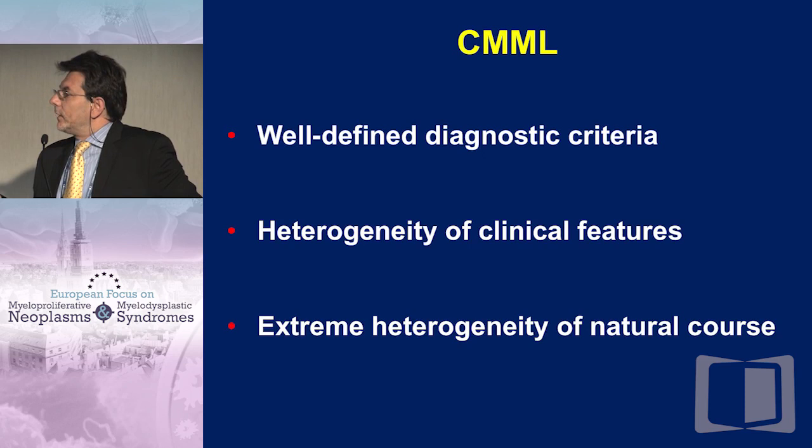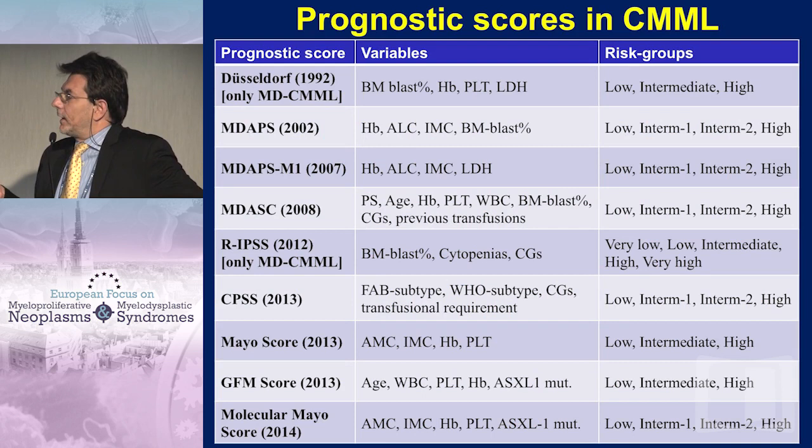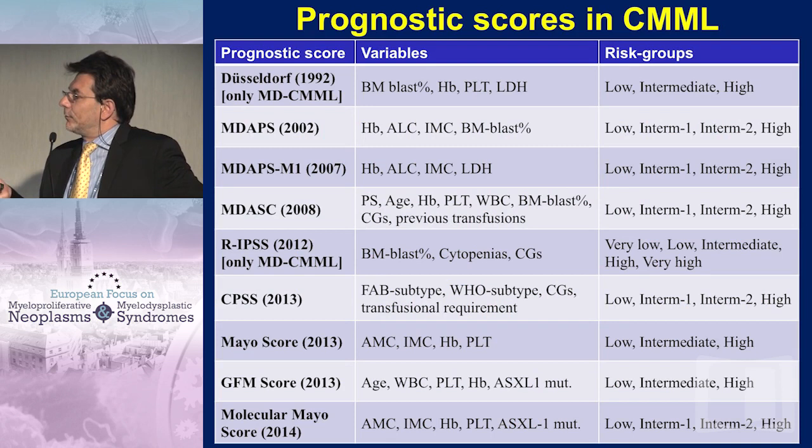So we have well-defined diagnostic criteria for CMML, but the clinical features in this disease are very heterogeneous, and the natural course of the disease, so the life expectation for patients, is extremely heterogeneous. And that's why, over the years, we have developed some scoring systems to try to make life easier for doctors when we have to deal with patients with CMML.